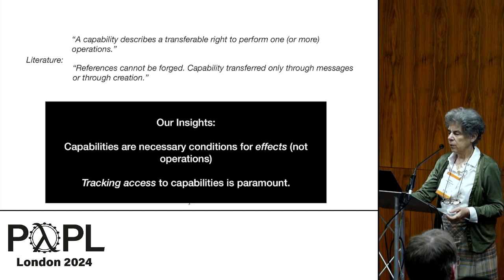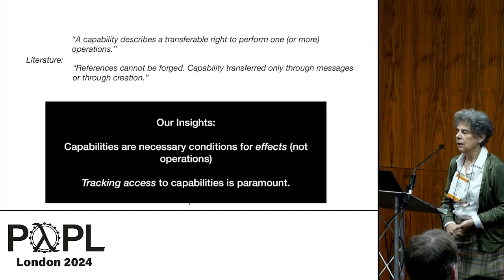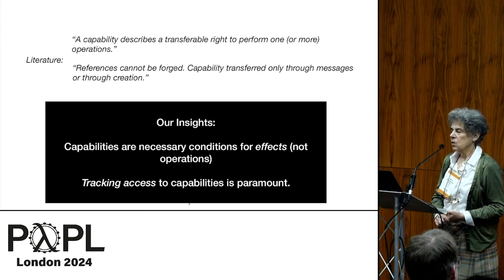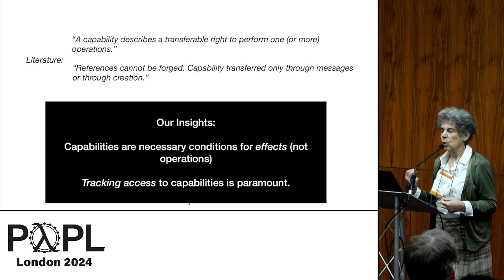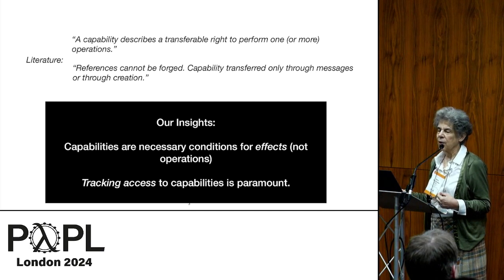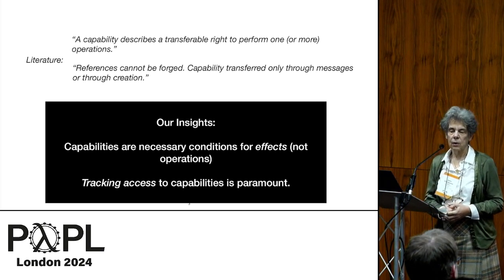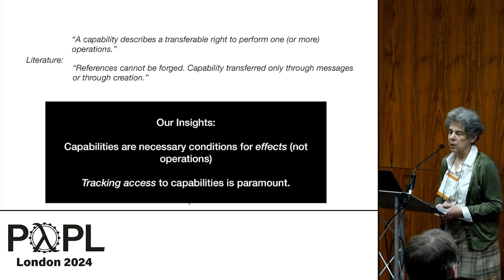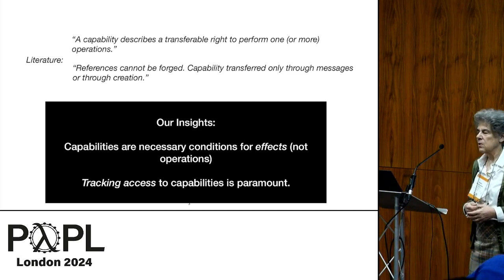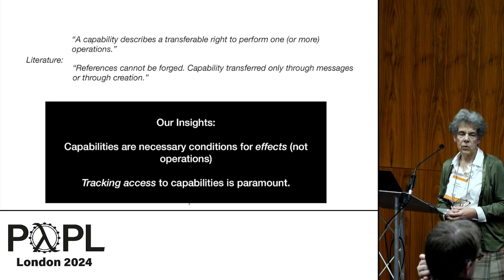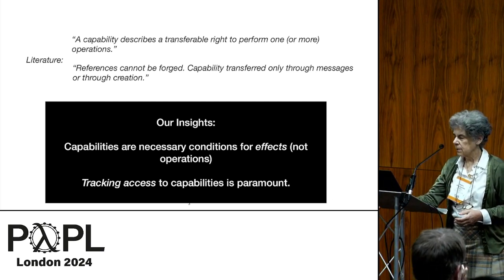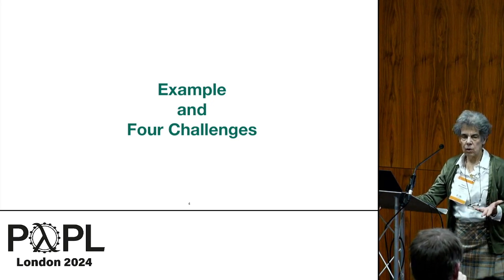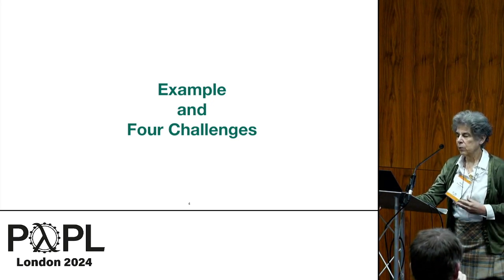What we found over those years is that capabilities are necessary conditions. So they are not the only rights to perform something. They are necessary in order for something to happen, and they are necessary conditions for effects, not for operations. Moreover, it is important to track who has got access to capabilities. I'm going to give an example which motivates the work, and then there are four challenges.